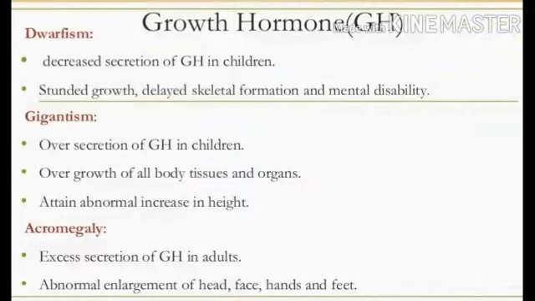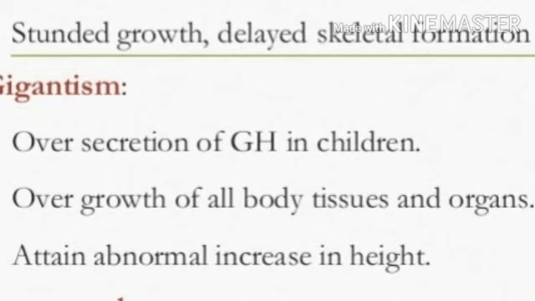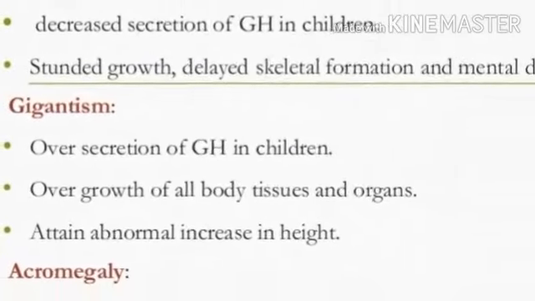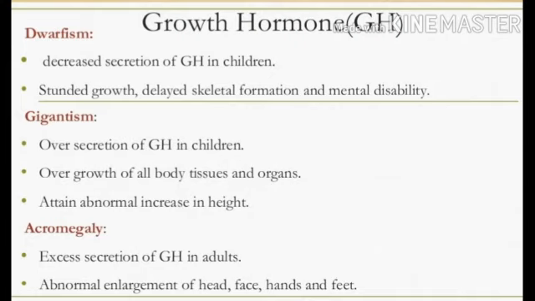Children will face this problem, decreased secretion of growth hormone. The characteristic features are stunted growth, delayed skeletal formation, and mental disability. These are the characteristic features of dwarfism. Then gigantism. Gigantism means giant, that is very big. Here there is over secretion of growth hormone in children. This gigantism also occurs in children, and it is characterized by overgrowth of all body tissues and organs.